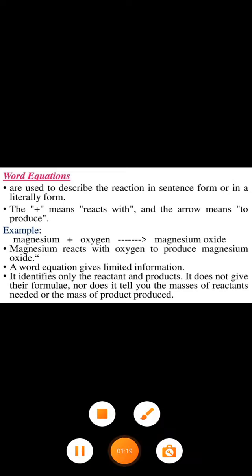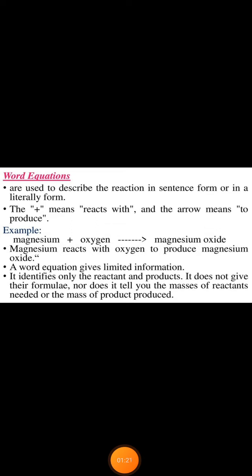Now this word equation, as the name suggests, is simply used to describe the reaction in sentence form or in a literary form, like the way we make a sentence. In a word equation, whichever substances react, we write them in word form. Now the plus means reacts with, and the arrow means to produce.